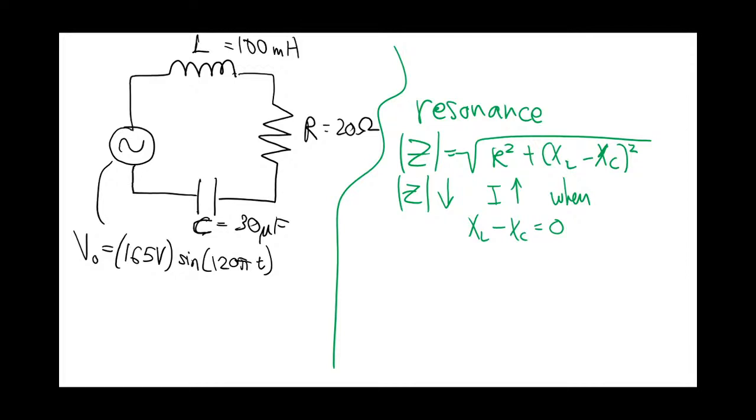Because you're just summing squares. The only way to get the smallest number is if one of the things inside the square is 0. R is not going to change no matter what. Which tells us that omega L minus 1 over omega C is equal to 0. So therefore, if we solve for omega, we get that.